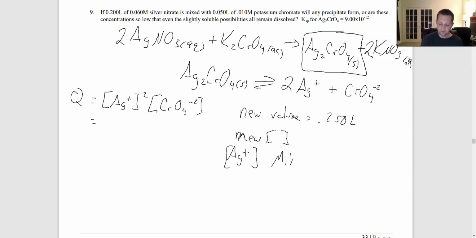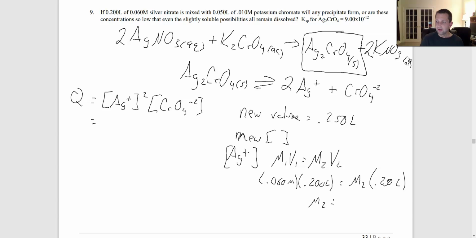So we have M1V1 equals M2V2. Your M1 for your silver ion was 0.060. Your V1 was 0.200 liters. That equals M2 times V2, which we said was right here, our new volume, 0.250 liters. Solve, and you get your M2 for your silver ion equal to 0.048 molar Ag+.